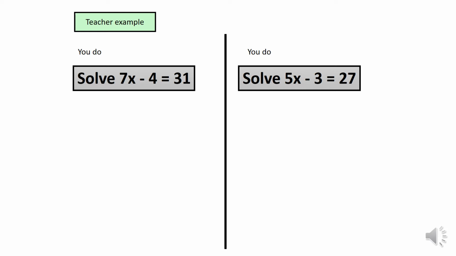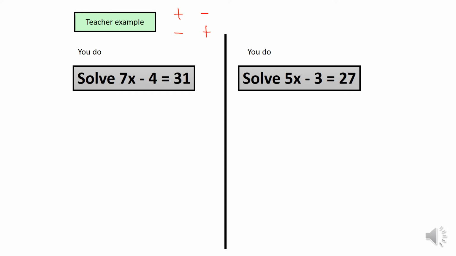Now, what we need to do, the whole purpose of this, is getting the x on its own. So we must remember we need to be using the inverse operation. Let's go through a few examples of inverse operations. If I said to you, what is the inverse of addition? The inverse operation is subtraction. What is the inverse of subtraction? The inverse of subtraction is addition.